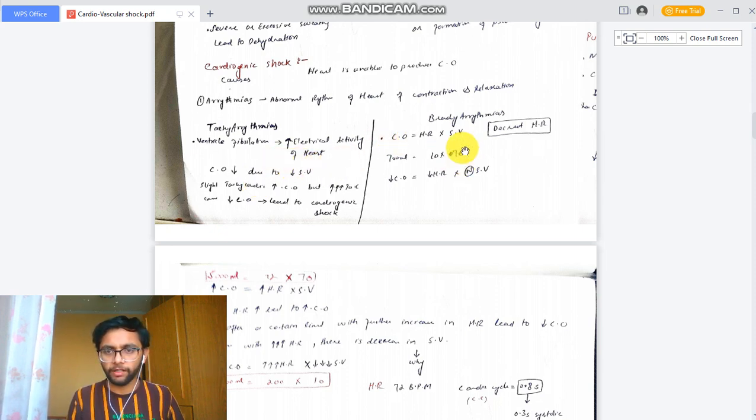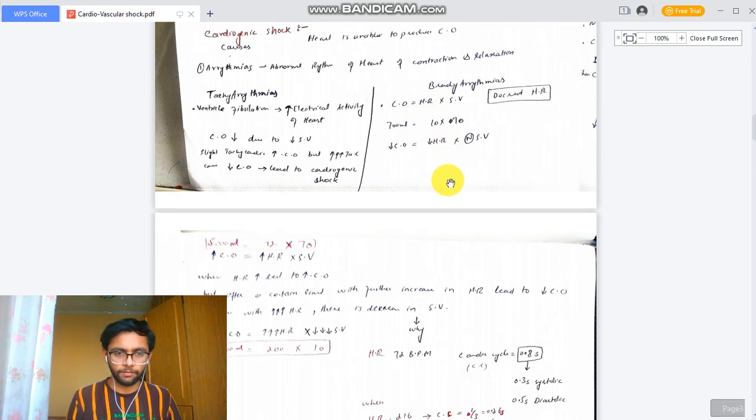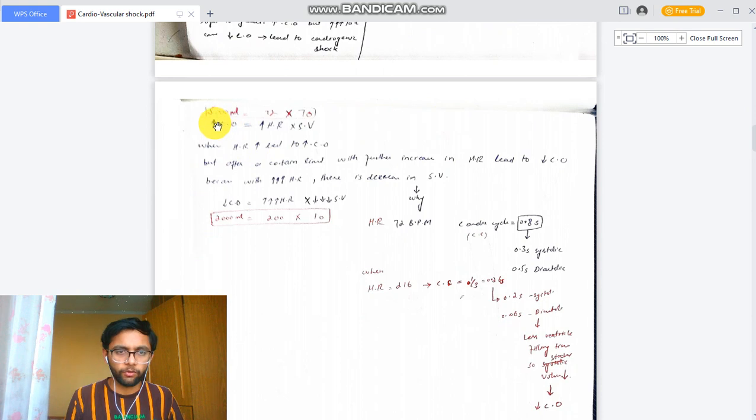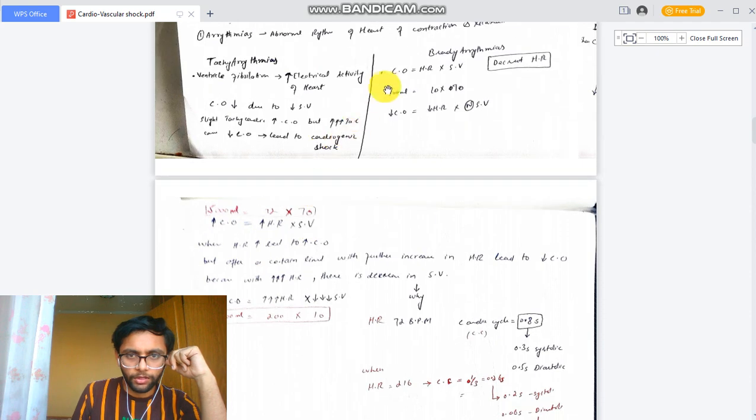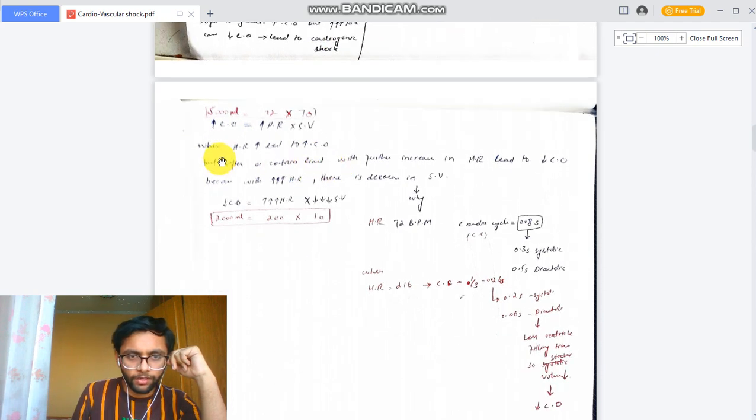In bradyarrhythmias, the heart contracts very slowly, so the heart rate decreases. We know that cardiac output is equal to heart rate times stroke volume, so cardiac output is proportional to heart rate. If heart rate decreases, then obviously cardiac output will also decrease. For example, normally 1500 ml is equal to 10 into 10. When the heart rate increases, cardiac output increases because both are directly proportional. Cardiac output is heart rate into stroke volume.